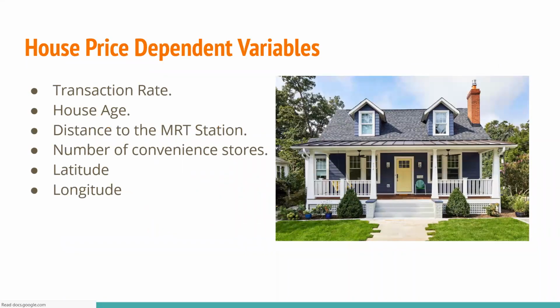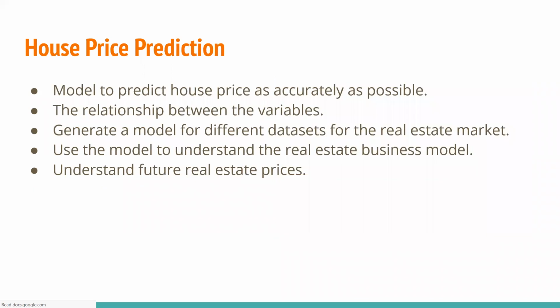The variables that we studied in this dataset are transaction rate, house age, distance to the MRT station, number of convenience stores, latitude, and longitude. These are going to impact the prediction for the house price.